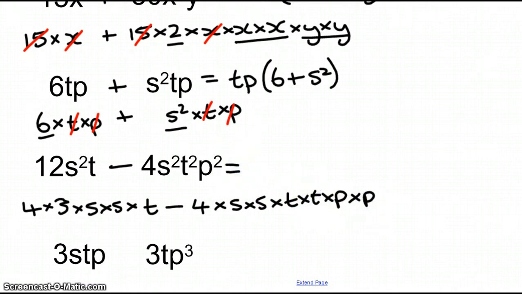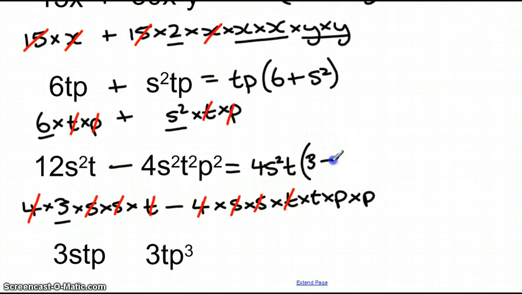And let's have a look what goes into both. We've got 4 in both, we've got s in both twice. So we're going to need to have outside the brackets 4 times s, and that can be simplified to 4s squared. We've also got a t in both, so we're going to put a t on the end there, and that's covered everything. Let's see what's left inside. It's going to be a 3 minus t times p, and that means we're going to have tp squared.